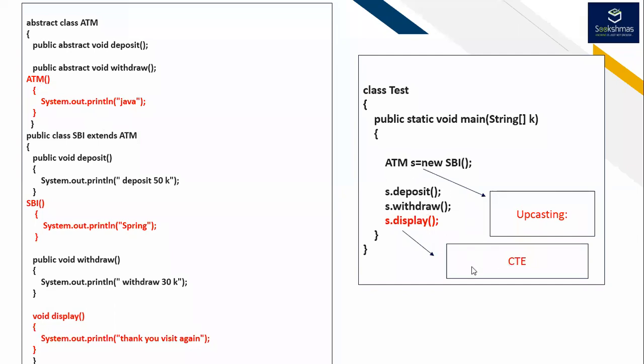To overcome this difficulty, two ways are there. Either you create the object only for the SBI, SBI is equal to new SBI. Another mechanism is also there; we call it downcasting. Now I'm trying to execute this code. The only reason you are getting the compile time error is that the display method is only present in the SBI. It is not present in the ATM.